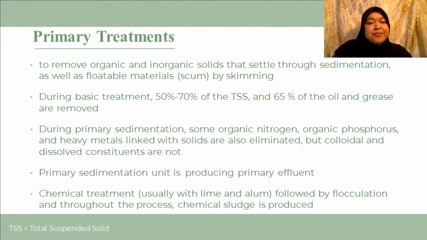Next, we'll go to the primary treatment. The purpose is to remove organic and inorganic solids that settle through sedimentation, as well as floating material such as scum by skimming. During primary treatment, about 50 to 70% of the total solids and 65% of the oil and grease are removed. So the primary sedimentation unit is producing primary effluent, and the chemical treatment is usually done by using lime and alum, followed by flocculation, and throughout the process, chemical sludge is produced.